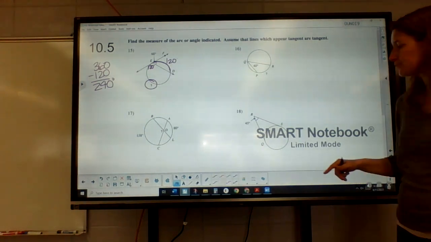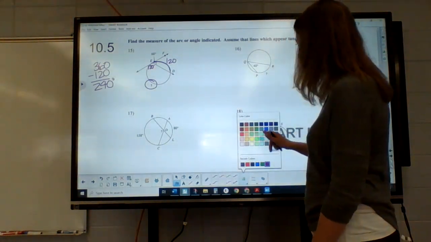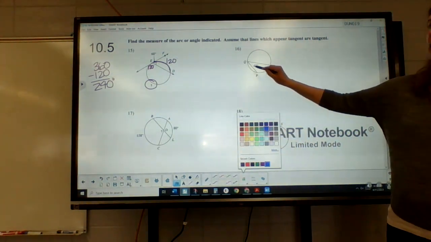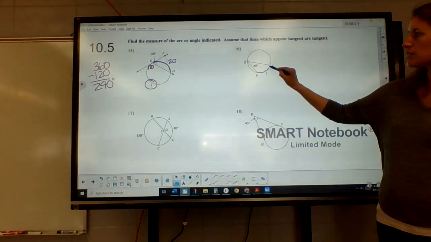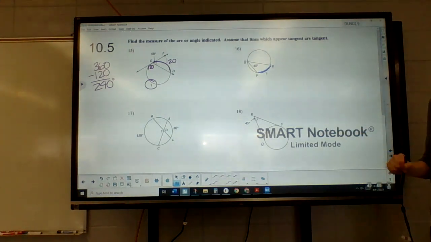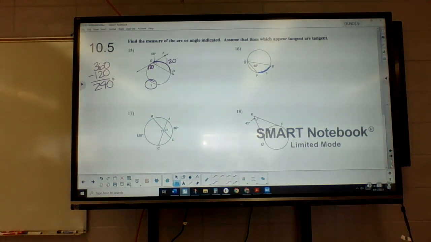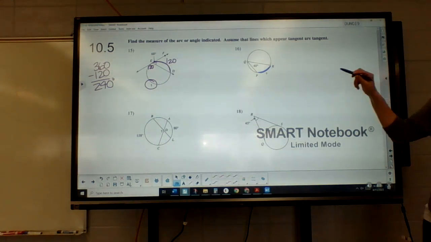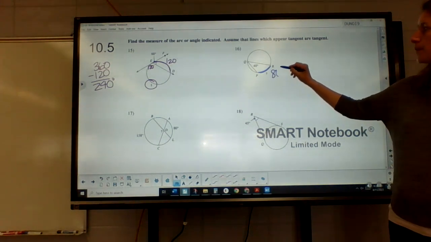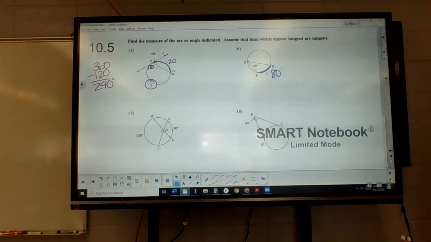So this next one, again, the angle is on the circle, so we call it inscribed. That means it goes with that arc. So if you know the angle, the arc is going to be what compared to it? Double. So think about the arc is bigger than the angle. It's probably different than you expect it to be.